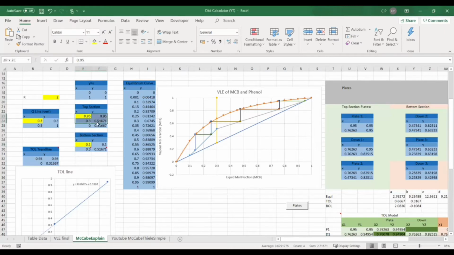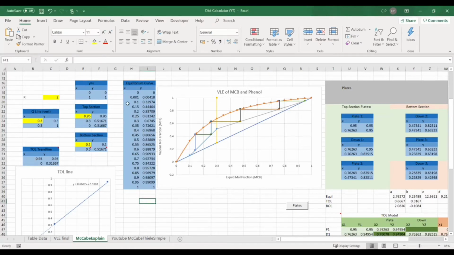You'll be told exactly what they are, or you might do calculations to work them out, or you'll be told what to set them to. But as long as you've got this set of data that I've highlighted in yellow here, that's all you really need, along with your equilibrium line, to generate this McCabe Thiele separation diagram.